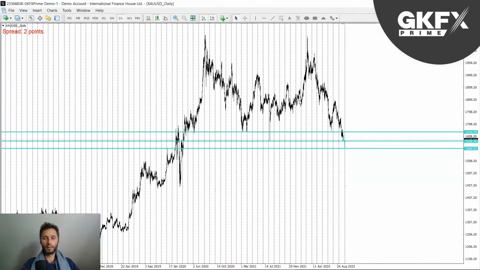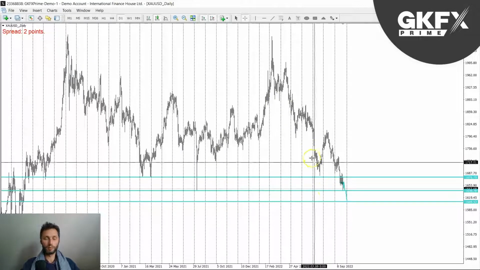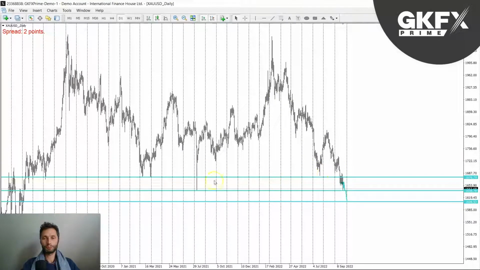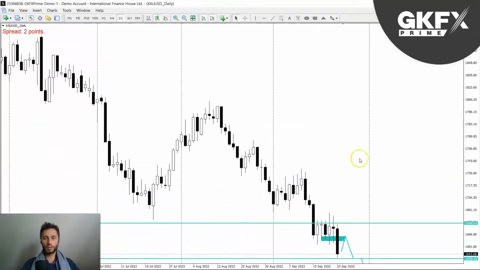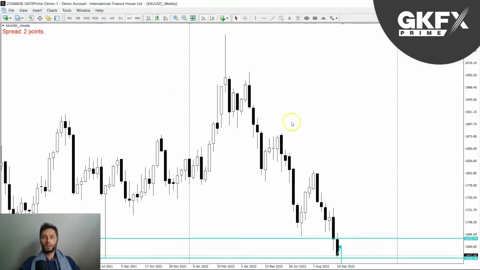Let's look on the daily again. You can see we're at a very long-term bearish trend, reaching some important levels here, and overall, look at the weekly, very clearly ended up bearish. So the bias is to the downside on gold for the coming week.